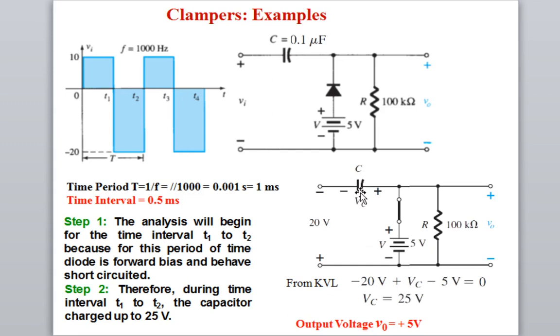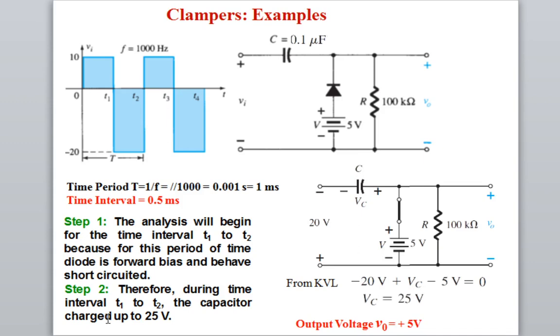Okay, and at this time, if you measure the output voltage, how much voltage will be there? If you see, this resistance and this element are in parallel. So across this element you have 5 volt, plus minus. So obviously here also plus minus 5 volt. So without solving anything, you can find the output voltage is equal to 5 plus 5 volt. When the diode is in forward bias, for the T1 to T2 cycle, the output voltage will be equal to plus 5 volt, and during this time the capacitor will charge up to 25 volt. Okay, so this is step 2.